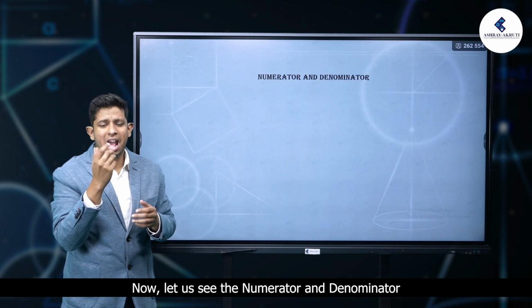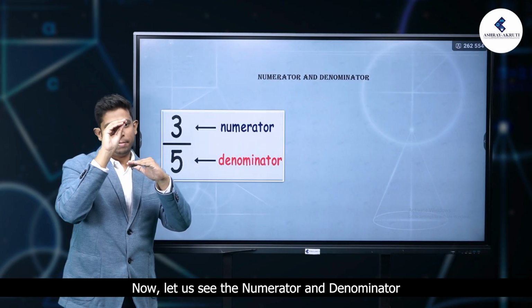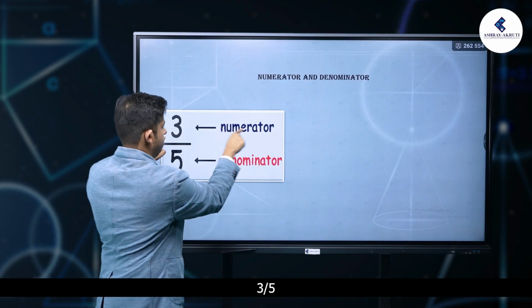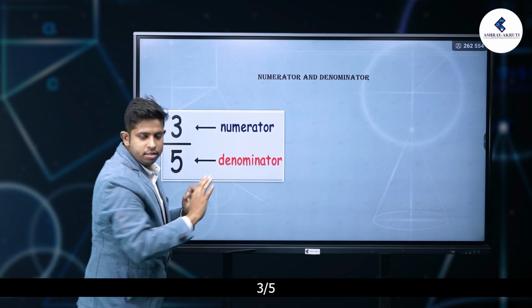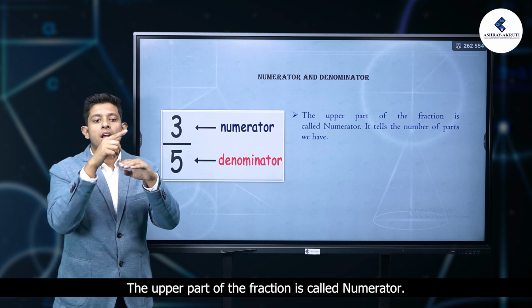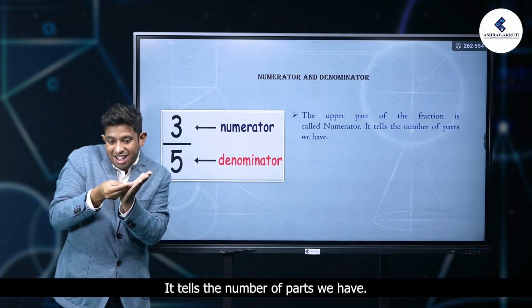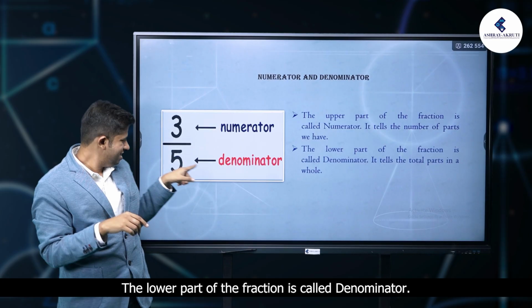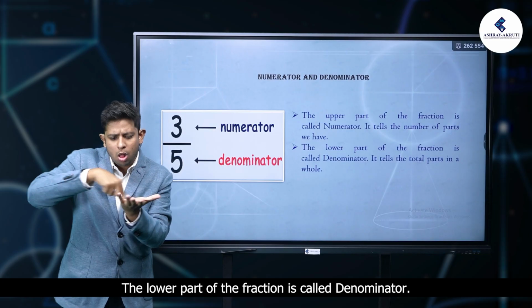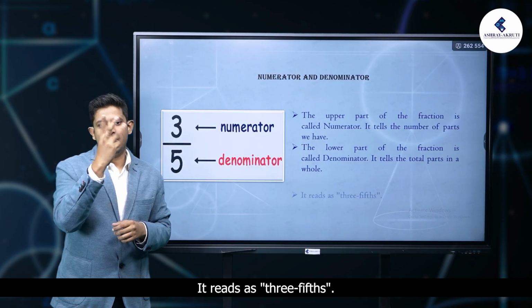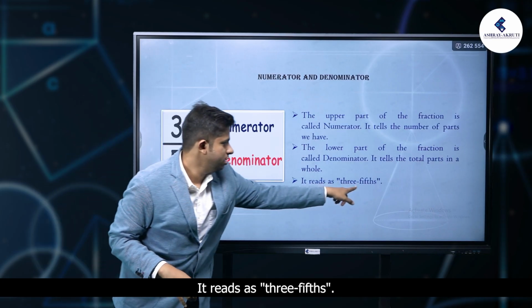Now, let us see the numerator and denominator. 3/5. The upper part of the fraction is called the numerator. It tells the number of parts we have. The lower part of the fraction is called the denominator. It tells the total parts in a whole. It reads as 3/5.